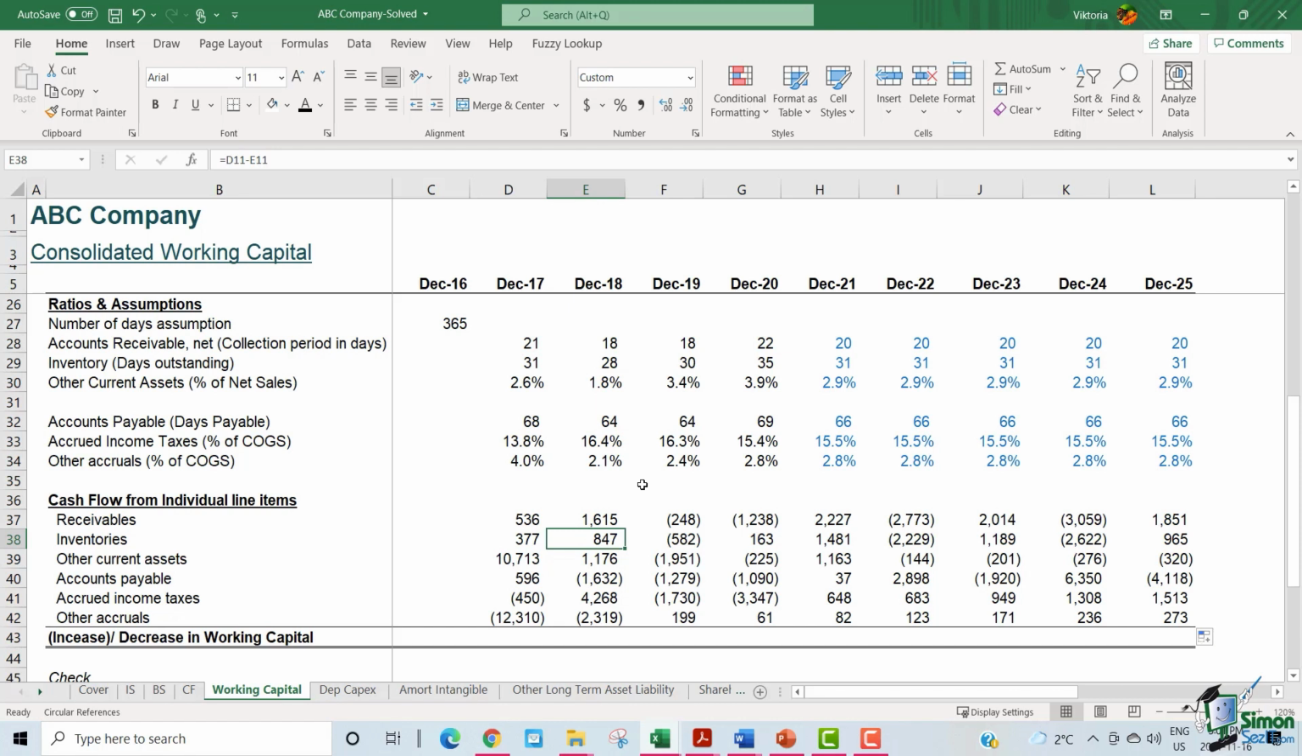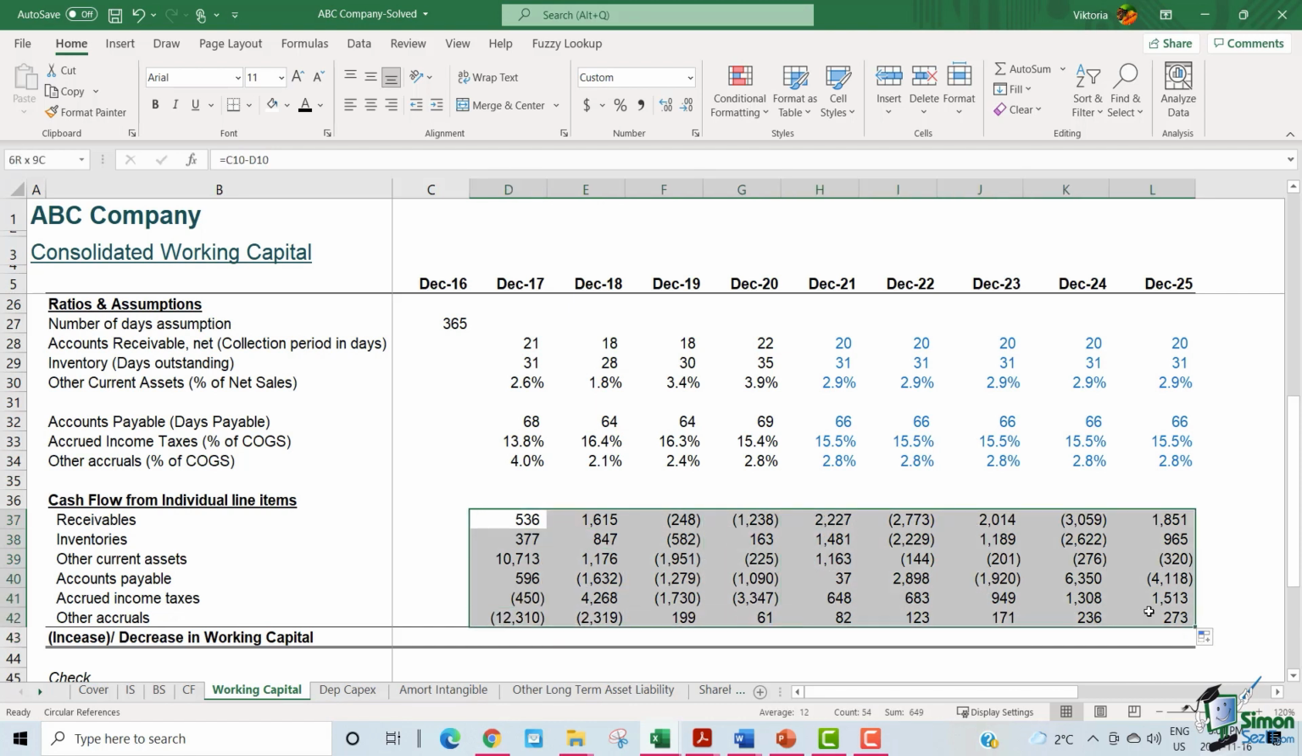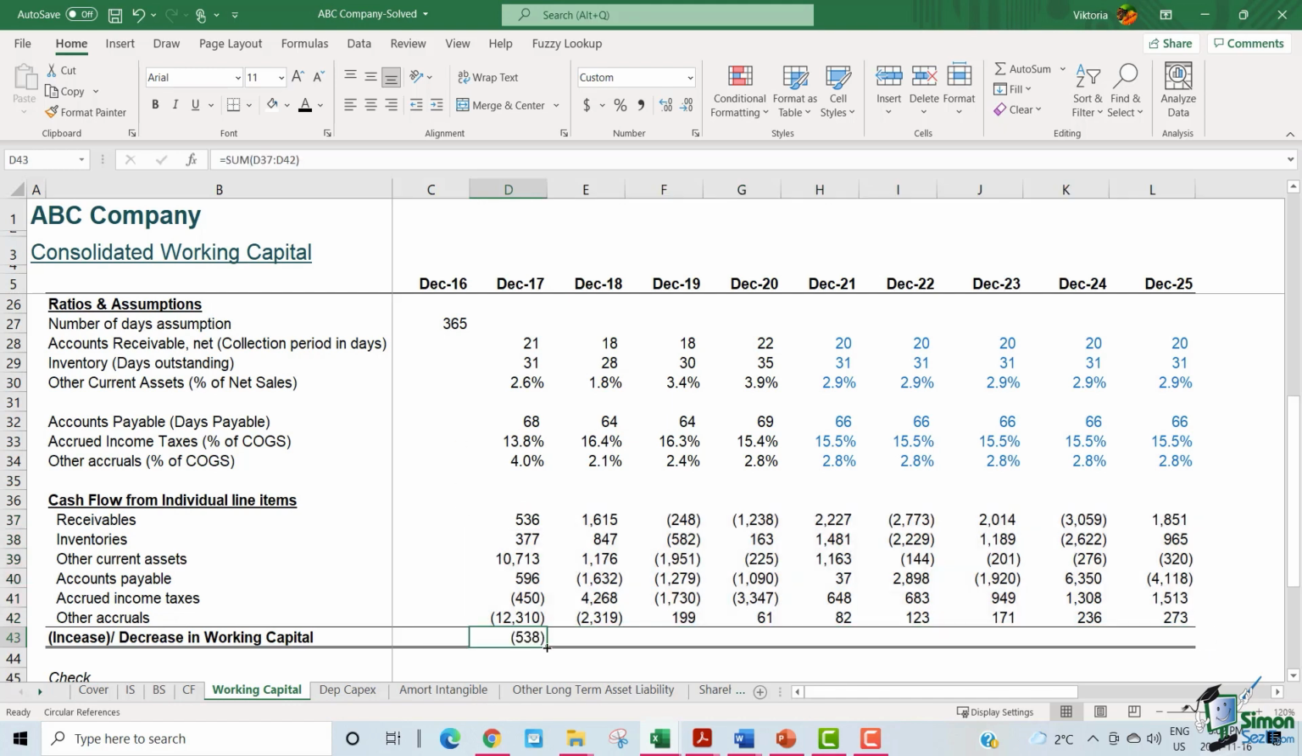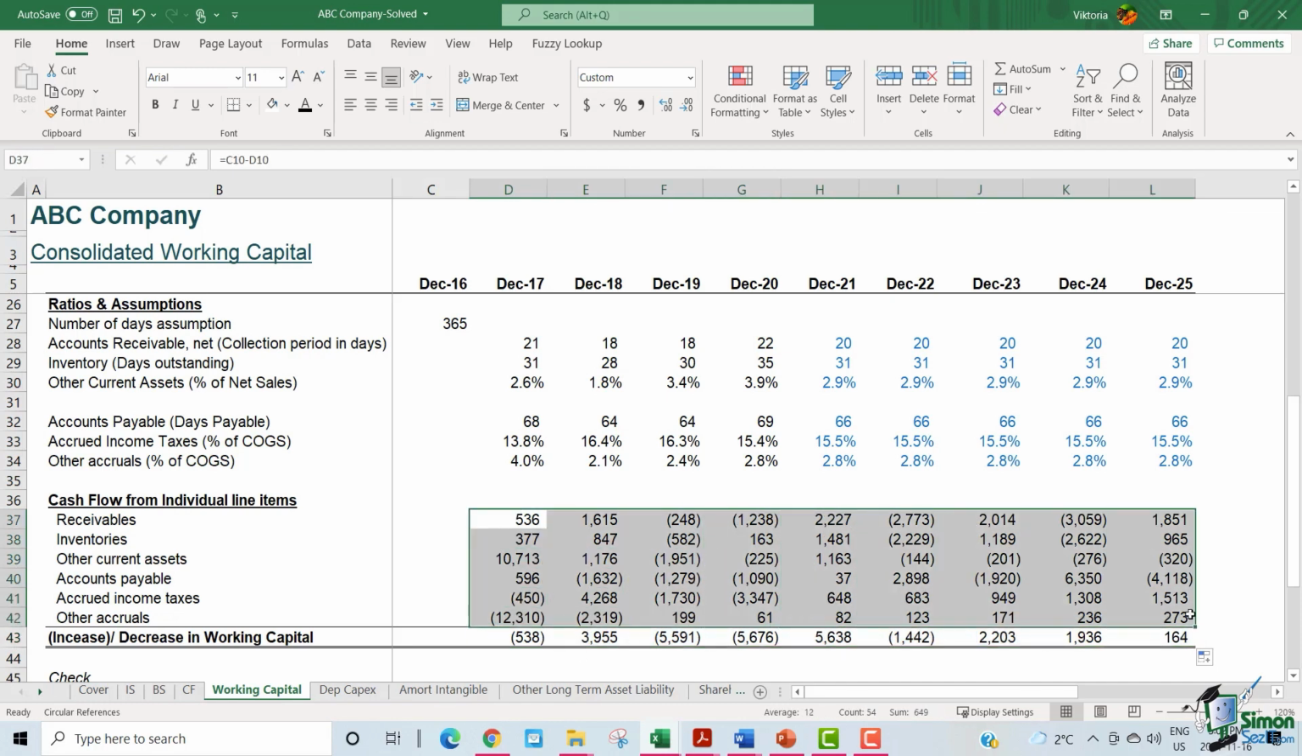Now that we have calculated the cash flow from these individual line items, let's add them all up to arrive at the net increase or decrease in working capital per year. We have now calculated the increase or decrease in working capital per year, and it's broken down by individual line items.